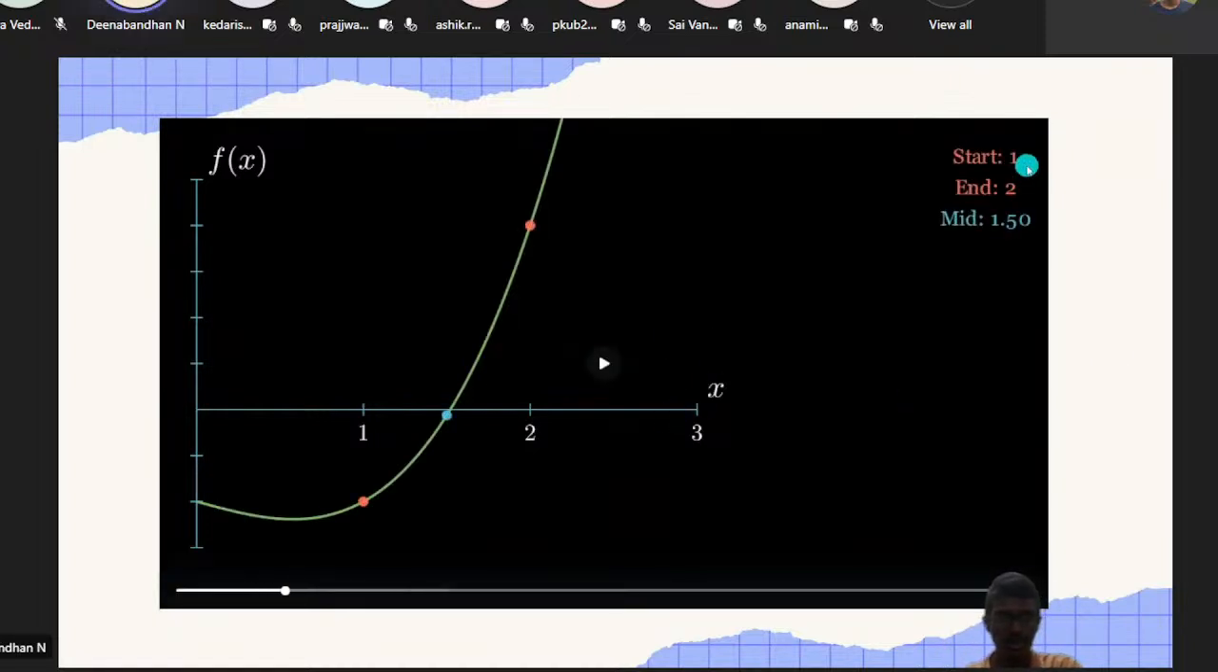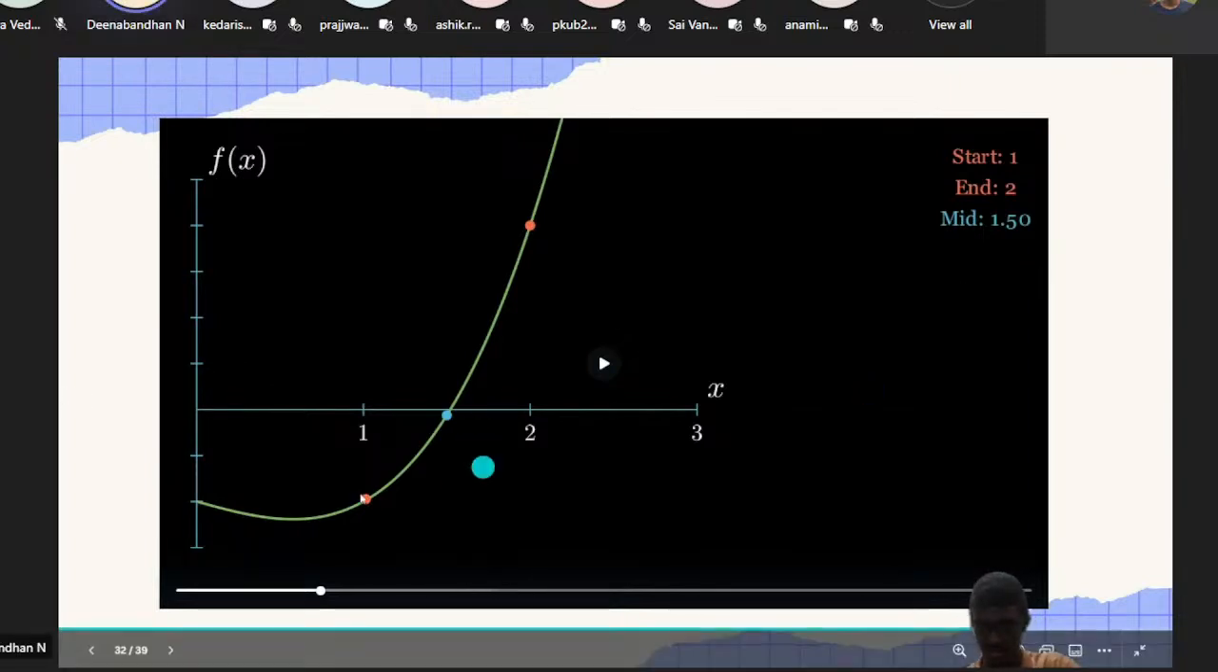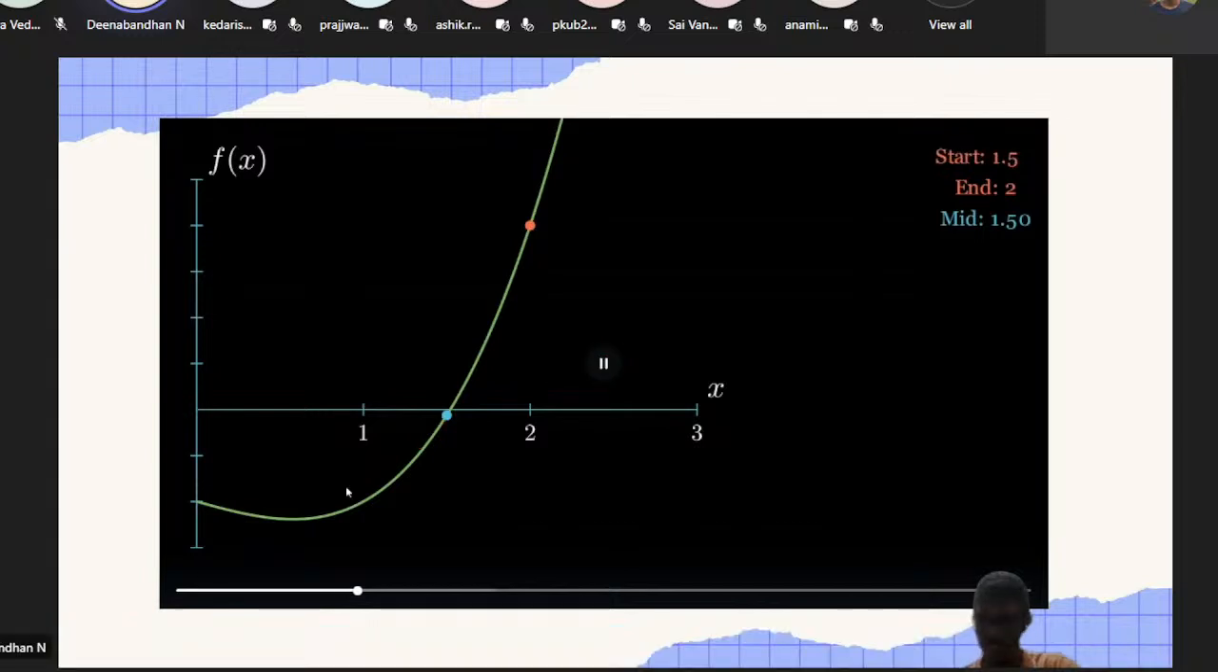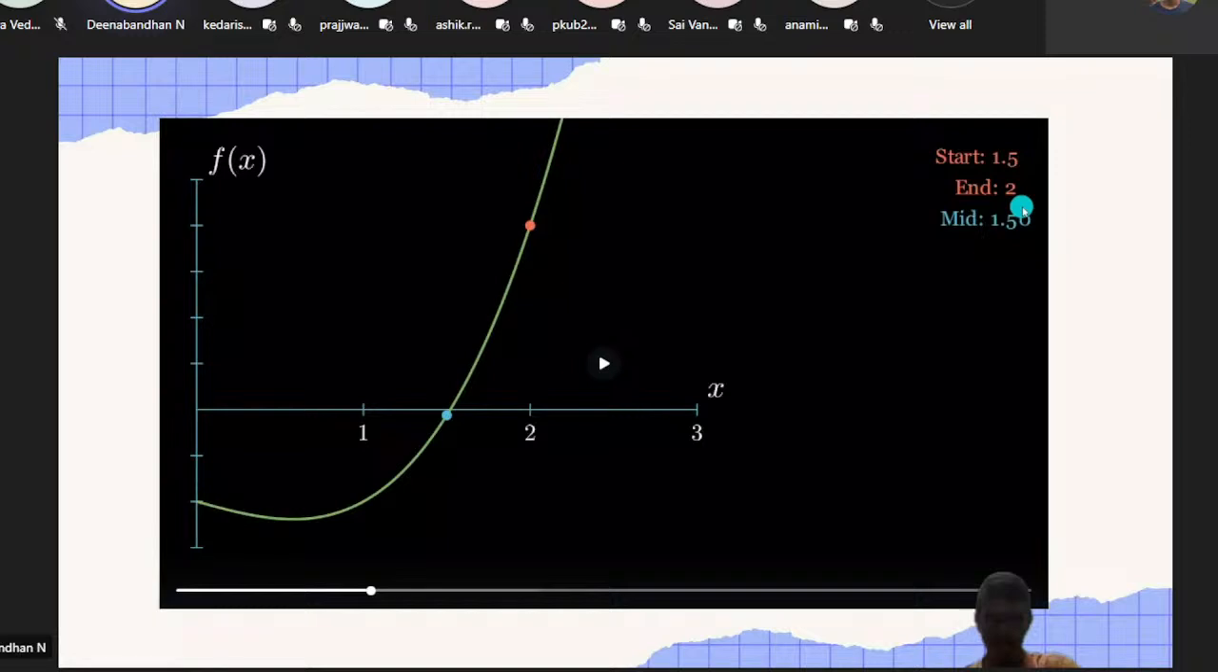Now, keeping on here, see, start is 1, end is 2, x mid is 1.50. The blue point is the x mid, and the orange ones are the starting and ending points. What should I do? It's in the negative part, so I should replace the start with this mid. I'm moving this close to this along the curve so that you can understand that we are finding the solution. Now start becomes 1.5, end becomes 2.